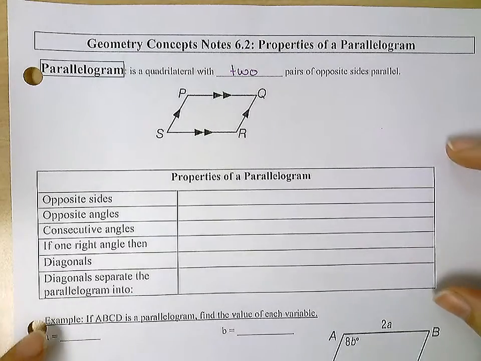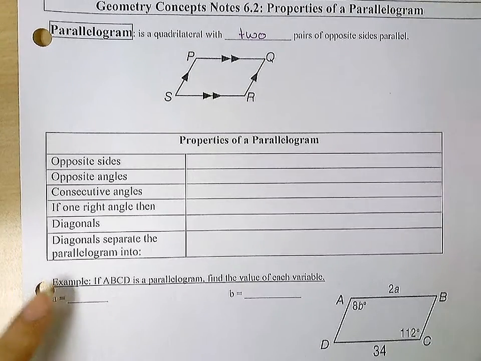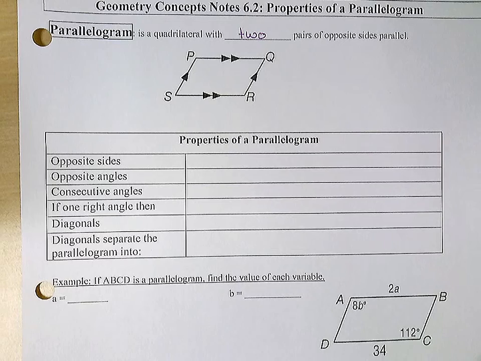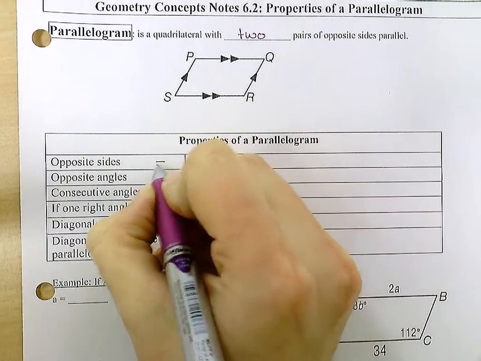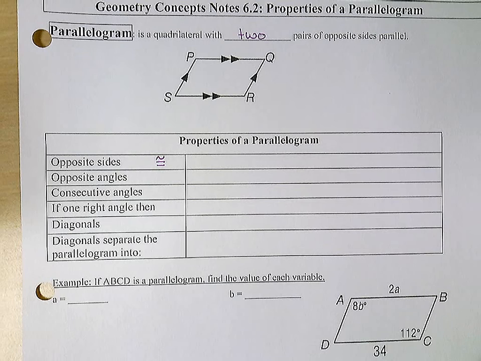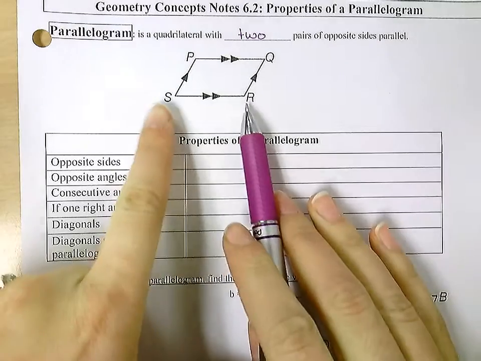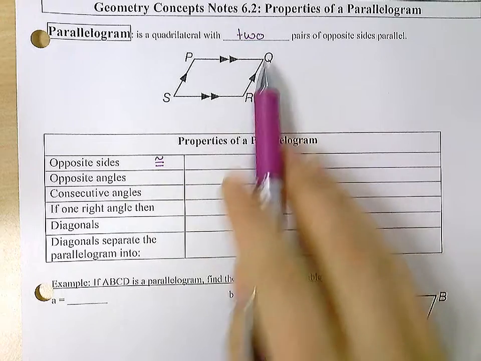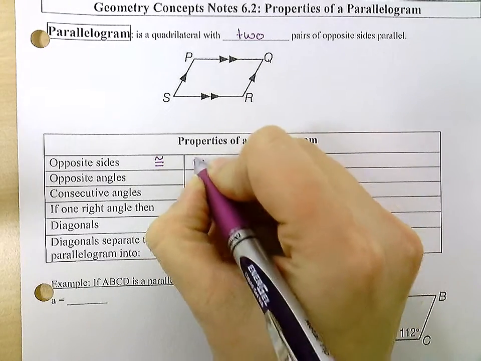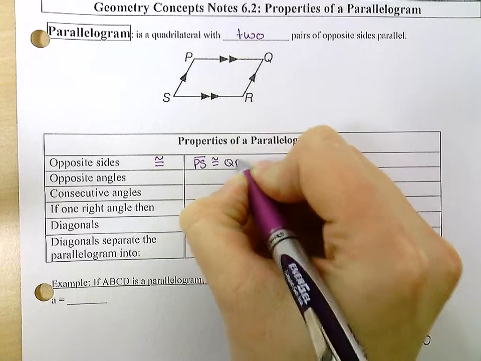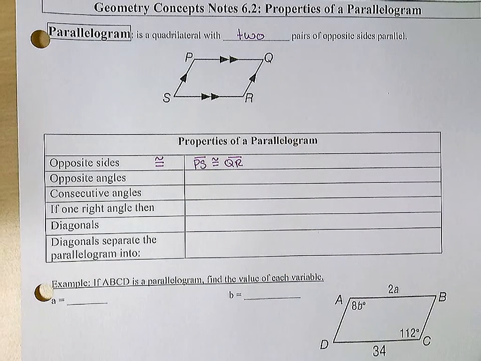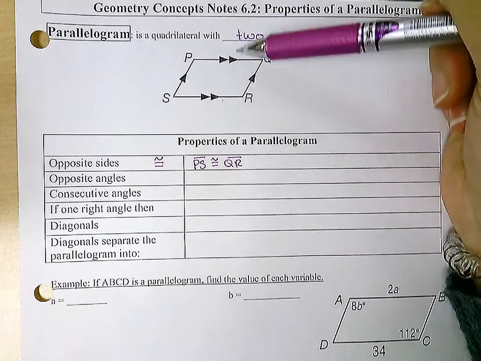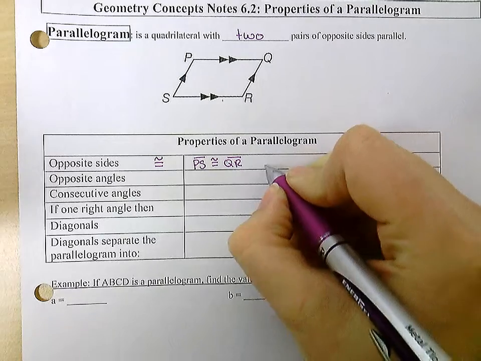Okay, so I have a chart here for your properties of a parallelogram. The opposite sides of a parallelogram are congruent to each other. So if I look at my figure above here, one pair of opposite sides would be PS and QR. So PS is congruent to QR. The other pair of opposite sides here are PQ and SR. So those two sides are also congruent.